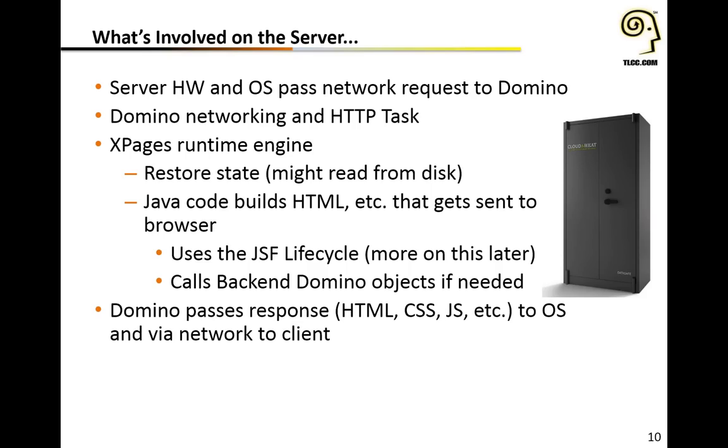So the process of doing that is called the JSF lifecycle. We're going to talk about that a lot. And in the process of creating that HTML and CSS and going through the JSF lifecycle, it's going to have to call your backend Domino objects, if that's the data that you want the user to interact with. And so, of course, then all that HTML, CSS, JavaScript, and all that stuff has to be passed back down through the HTTP task, the Domino networking software, the operating system, and through the network back to the client.